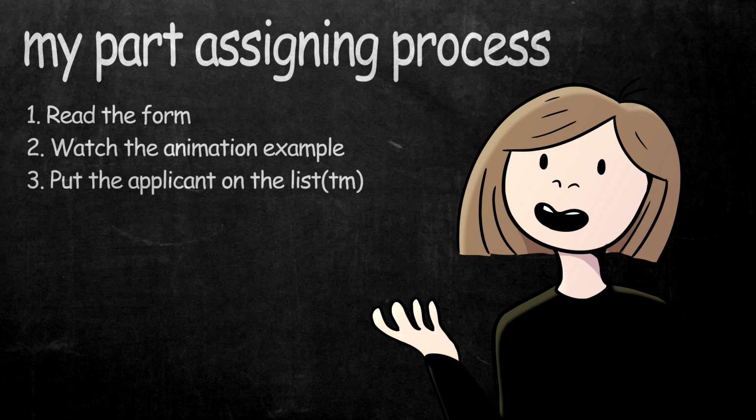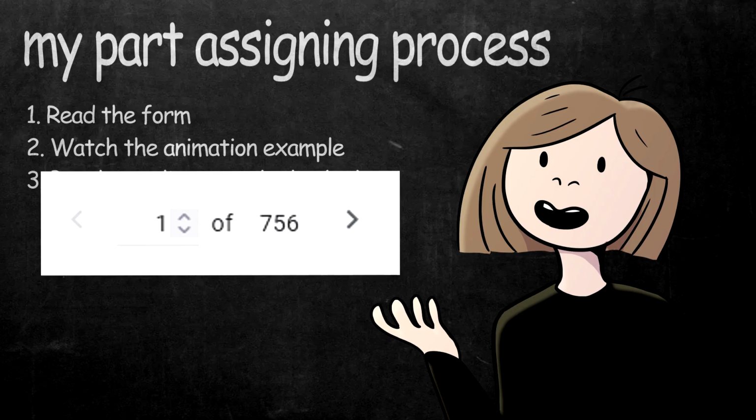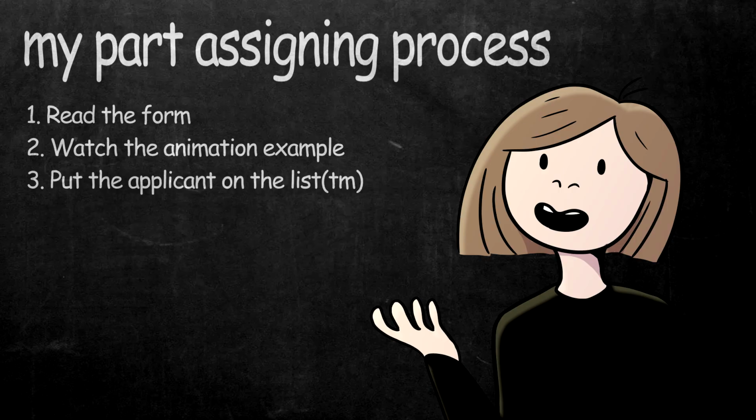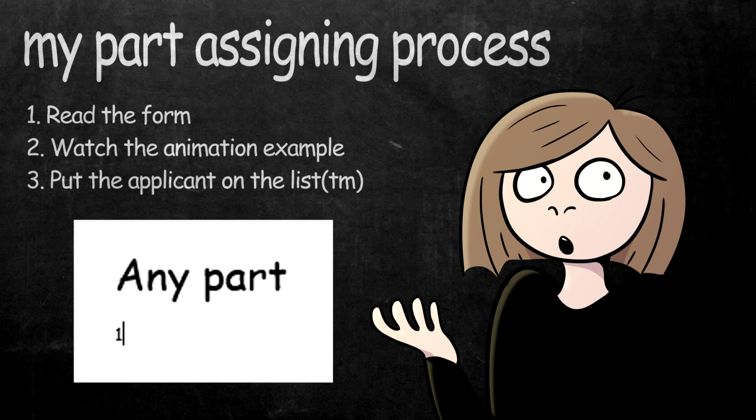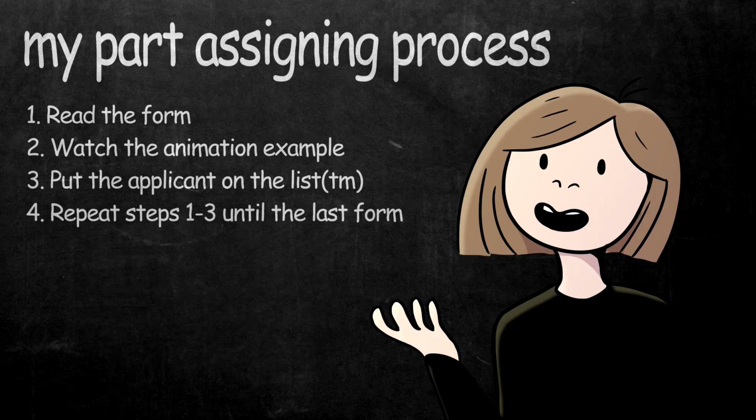Put the participant on the list. Grab the form number of the participant and put them on the list under the parts that they have asked for. If they asked for any part, then put them under the any part title. Step 4. Repeat steps 1 to 3 until you've gone over all the forms. This method is fast, but if you have many applications, it's still going to take a while.